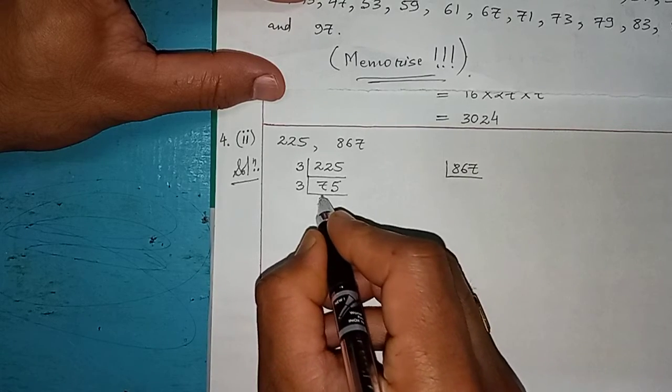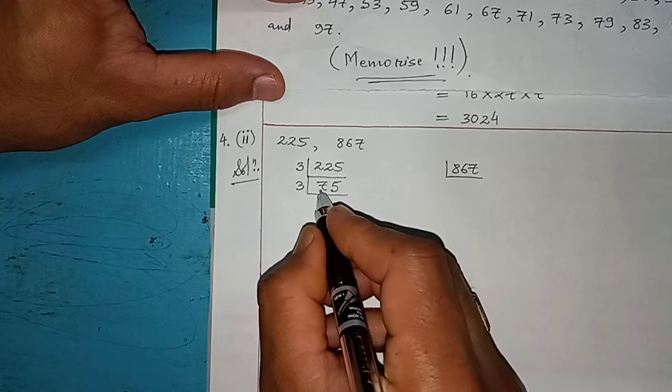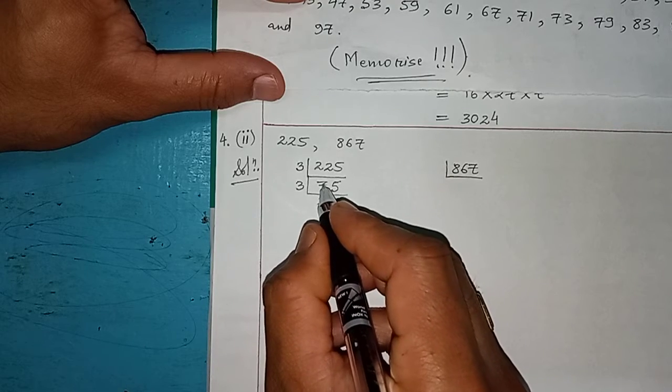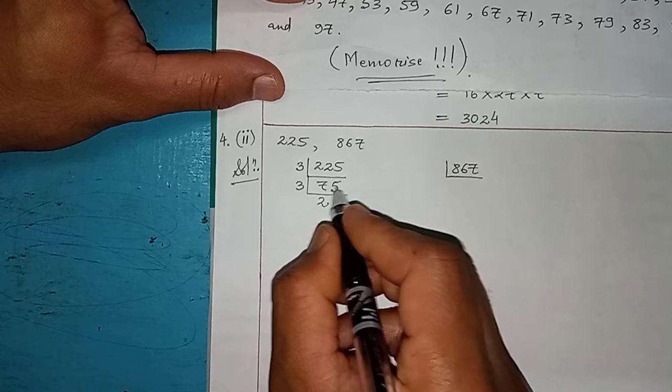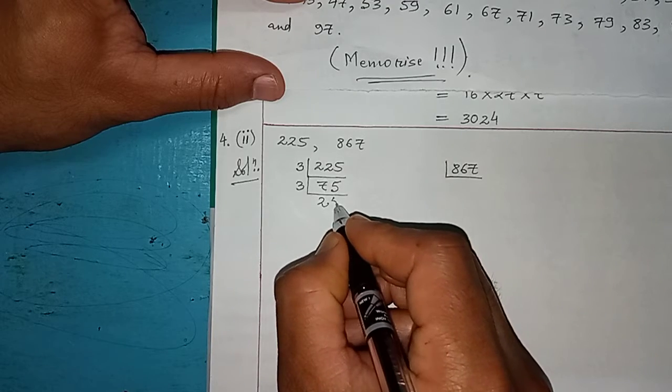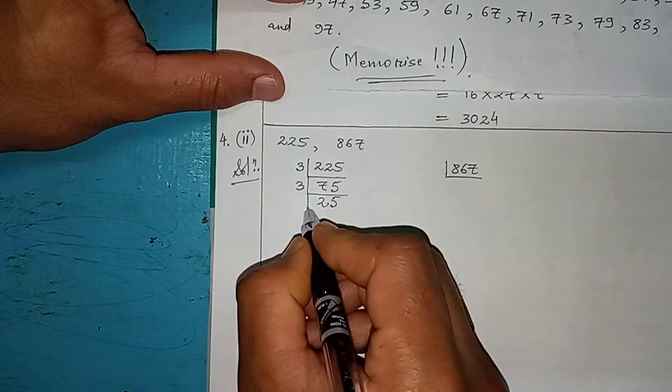3 2s are 6. Imagine the small 6 and subtract 7 minus that 6. 7 minus 6 is 1. 1 goes and joins with 5. The 1 and 5 make 15. And 3 5s are 15.